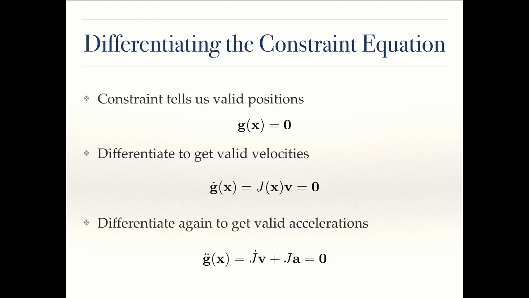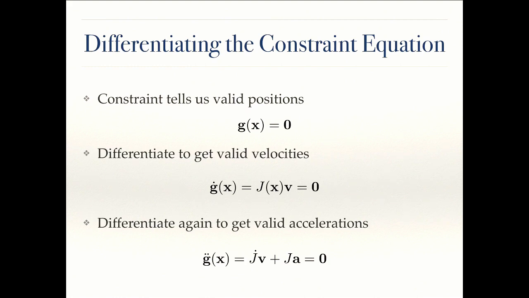So we start with this constraint g of x equals 0. It tells us what valid configurations or positions in our system are. And then we can differentiate it with respect to time. I'm using dot for the time derivative. So I'm going to do d/dt of g of x. I apply the chain rule, and I get dg/dx, or the Jacobian, or that gradient. And then the chain rule tells me dx/dt, that's the velocity. So differentiating the constraint once, I get that second equation, which is that the Jacobian times the velocity must be 0.